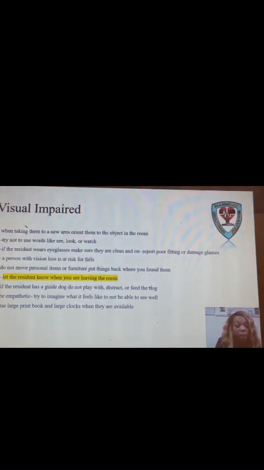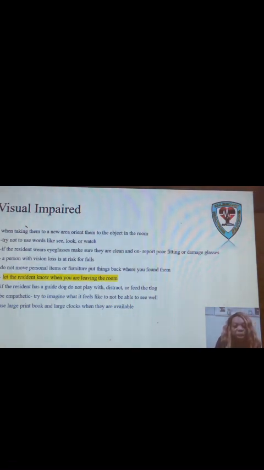If a visually impaired resident wears eyeglasses, you want to make sure that their eyeglasses are clean and they are using them. If they have poor fitting or damaged eyeglasses, you want to report this to the nurse. A person with vision loss is at risk for falls, so you do not move personal items or furniture. Put things back where you found them. You want to let the resident know when you are leaving the room. If the resident has a guide dog, you don't want to play with it, distract it, or feed it.